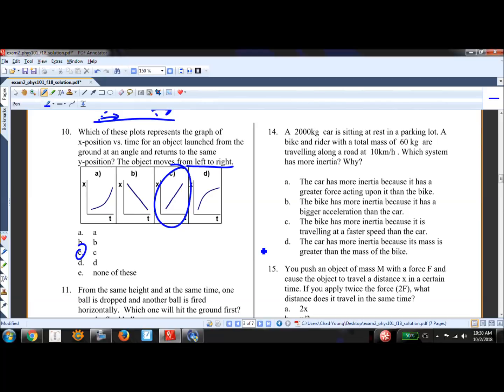A 2,000 kilogram car sitting at rest in a parking lot. A bike and rider with a total mass of 60 kilograms are traveling along a road at 10 kilometers per hour. Which has more inertia? I think this was a tutor question, actually. The car has more inertia because it has a greater force. No, it doesn't have anything to do with force. Inertia doesn't, nor does it have anything to do with acceleration. Nor does it have anything to do with speed. It only has to do with mass. So D is the right answer.